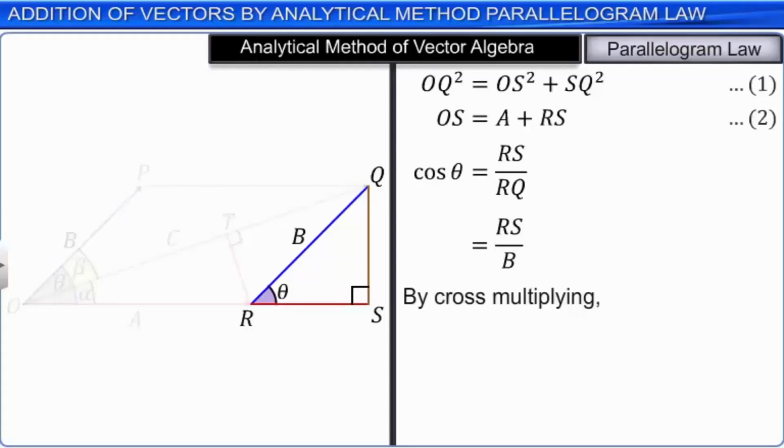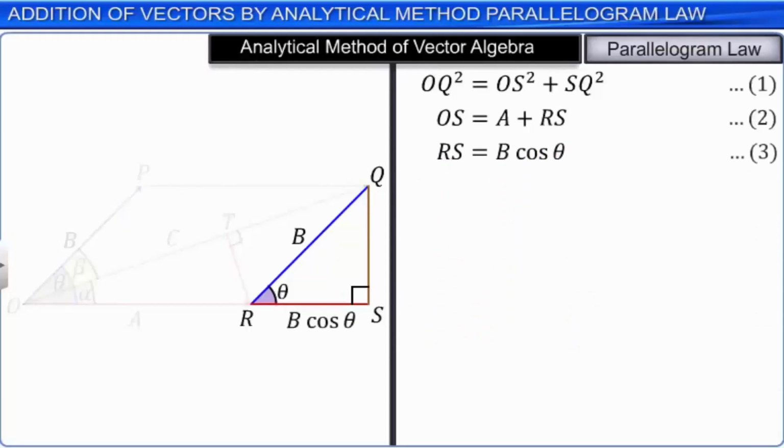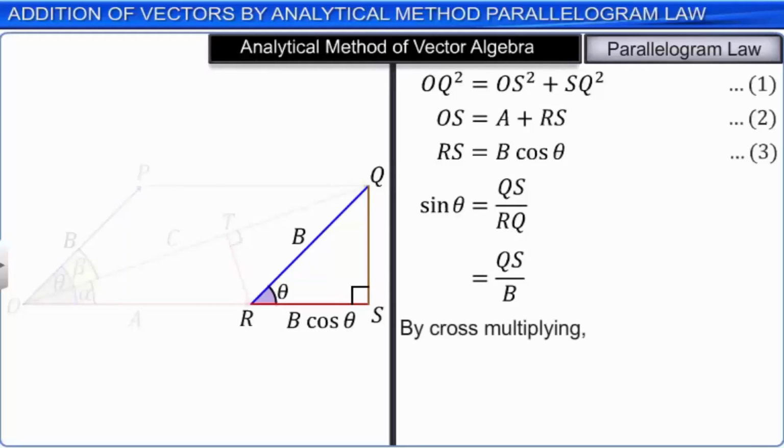From the same triangle QRS, we can write sin theta is equal to QS by RQ, which is equal to QS by B. By cross multiplying, we get QS is equal to B sin theta. Let this be equation 4. Substitute equation 3 into 2. We get OS is equal to A plus B cos theta. Let this be equation 5.